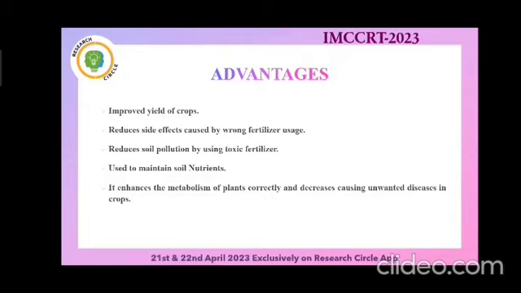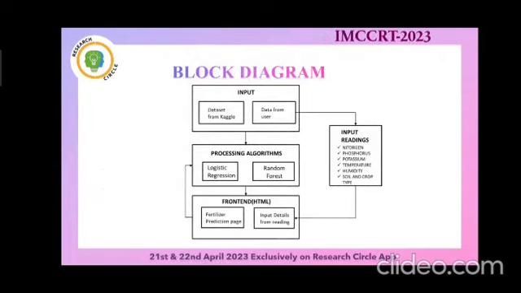So it is used to maintain soil nutrients. If we use the correct fertilizer, the soil nutrients would be maintained. It enhances the metabolism of plants correctly and decreases unwanted diseases in crops, due to correct prediction of the fertilizers used for the crops. These are the advantages, and this is the block diagram of my project.